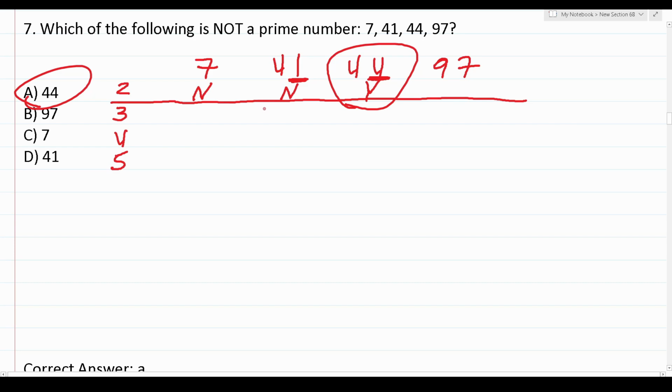than itself and 1. All right, so watch that video on divisibility rules and prime numbers. I guarantee you it's going to help you on test day. All right, so that's that one, and that's all there is to it. I mean, I instantly knew 44 was divisible by 2, and therefore it wasn't prime.